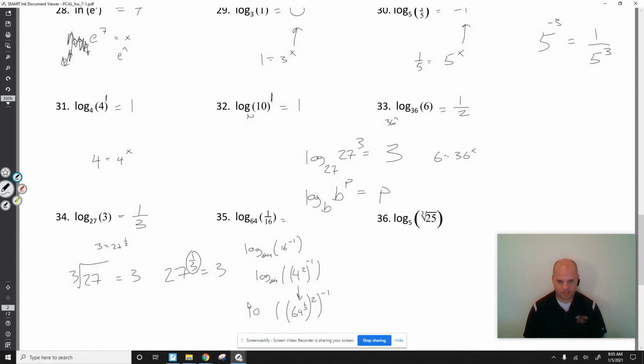And then all of a sudden, since I rewrote this 1/16 as a version of 64, the log base 64 of 64 will cancel, and it gives you the 1/3 squared to the negative first, and that gives you log base 64 of 64 to the negative 2/3.